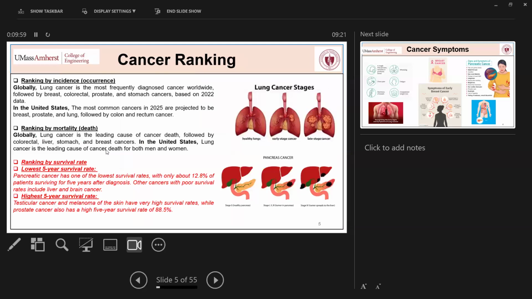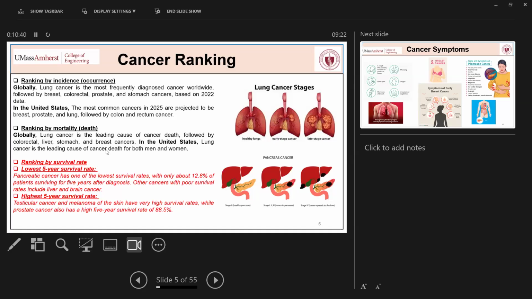Yeah. So as I mentioned previously, lung cancer is the number one cancer globally based on its occurrence. Lung cancer is the most frequently diagnosed cancer worldwide, followed by breast, colorectal, prostate, and stomach cancers, based on 2022 data. In the United States, the most common cancers are projected to be breast, prostate, and lung, followed by colon and rectum.